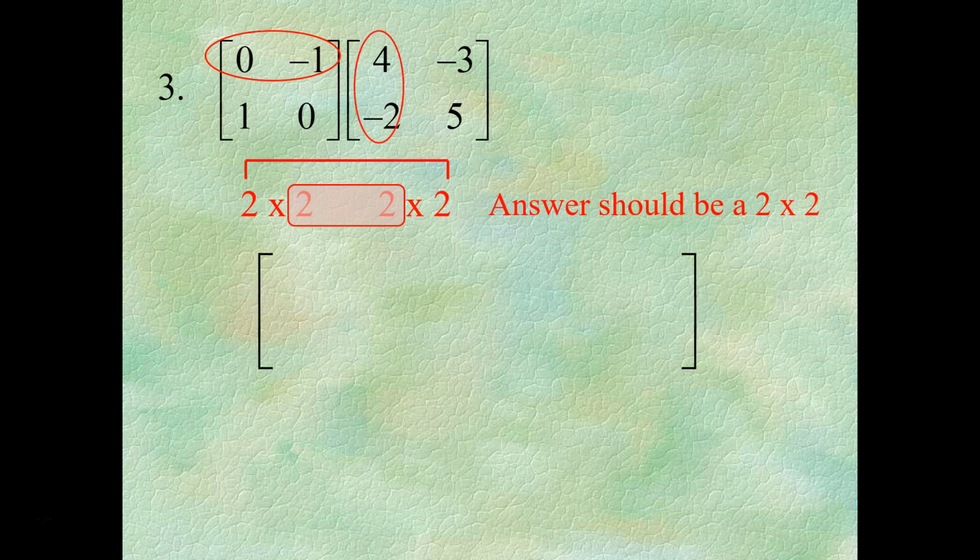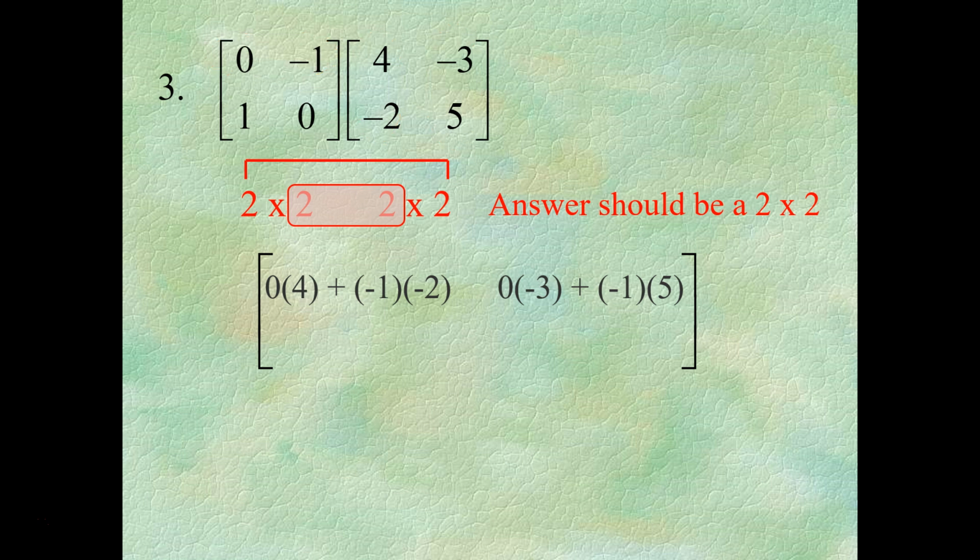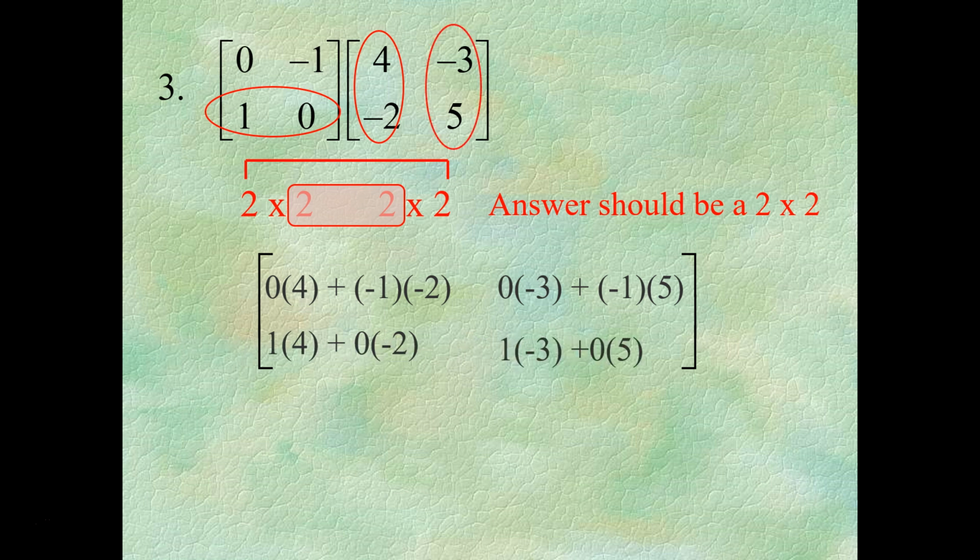We're going to multiply each row and each column. So we're going to take 0 times 4 plus negative 1 times negative 2. And then we'll take 0 times negative 3 plus negative 1 times 5. We're done with that row, so now we're going to go to the next row. We're going to use that 1, 0, and the 4, negative 2. So we get 1 times 4 plus 0 times negative 2. And lastly, we would take 1 times negative 3 plus 0 times 5.